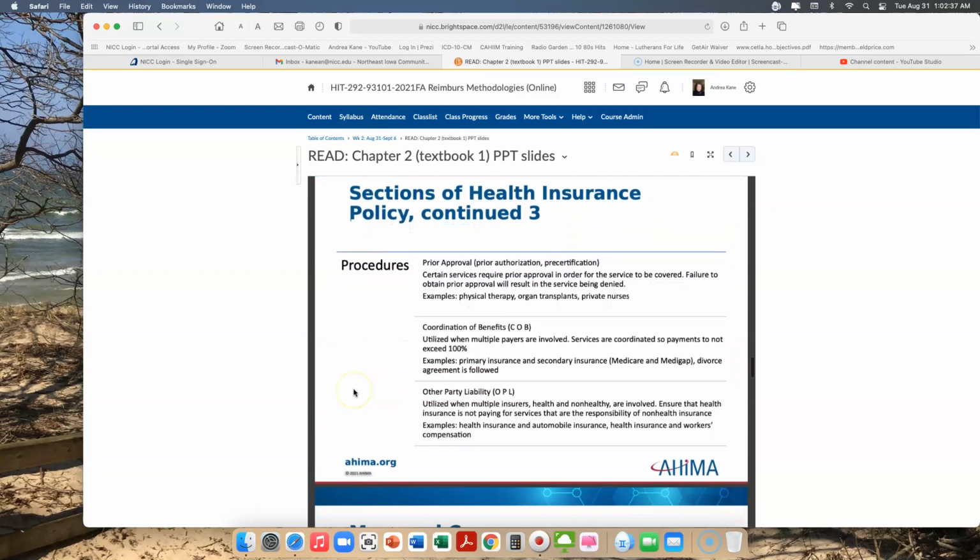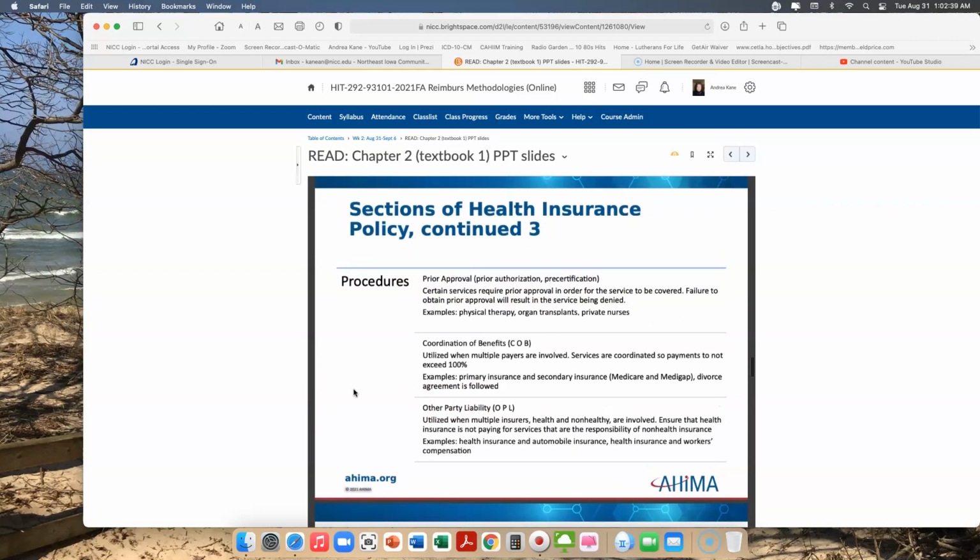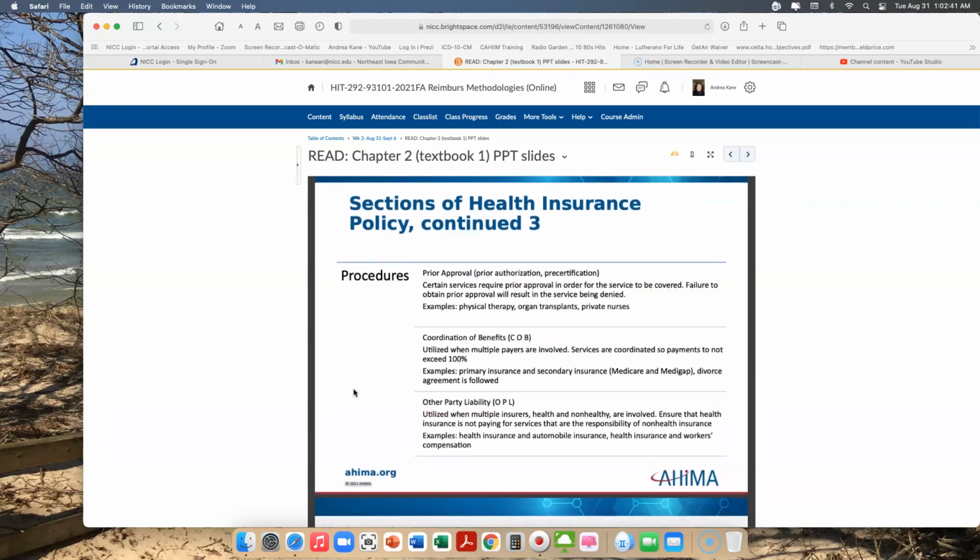They will tell you what you will have to do if you're going to have a procedure in terms of prior authorization, pre-certification, prior approval. They'll talk about coordination of benefits if there are multiple payers involved. And they'll talk about other party liability. For instance, if something happens in terms of an automobile accident or workers' compensation, who pays first and that type of thing.